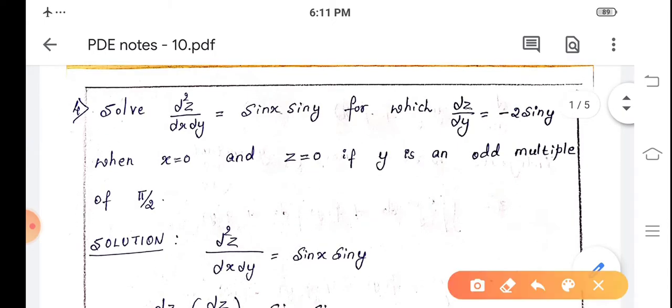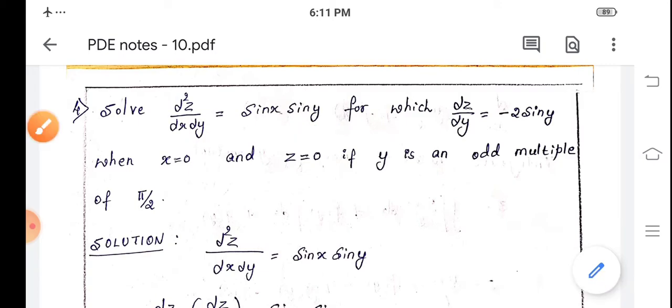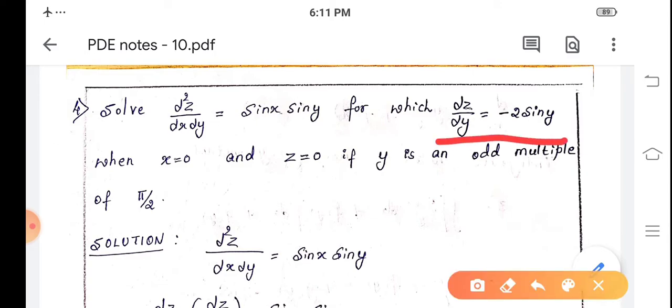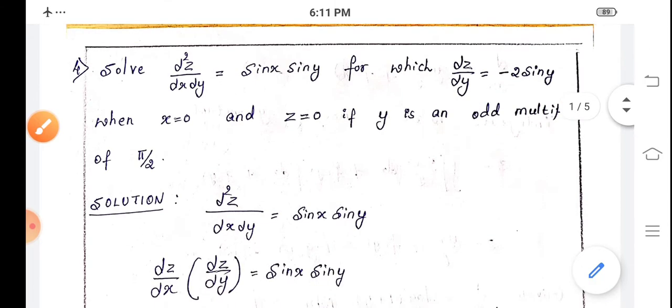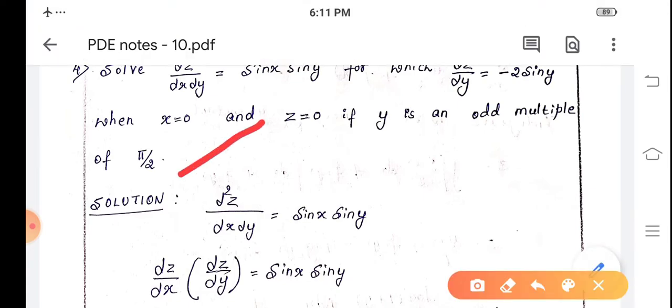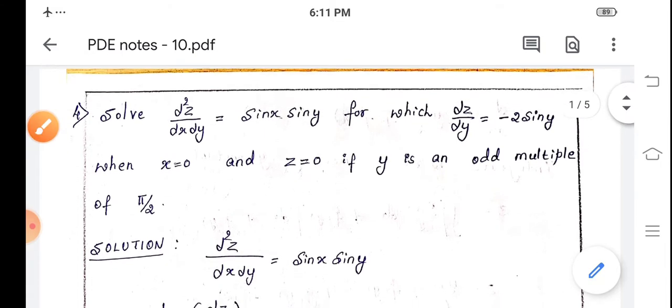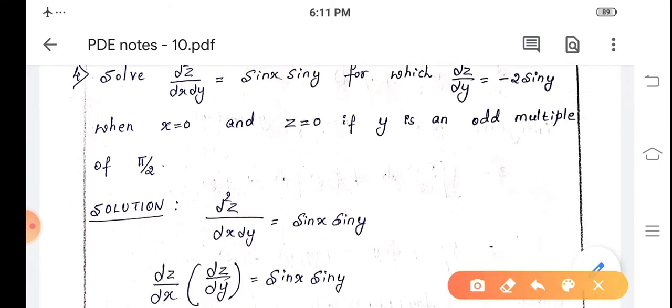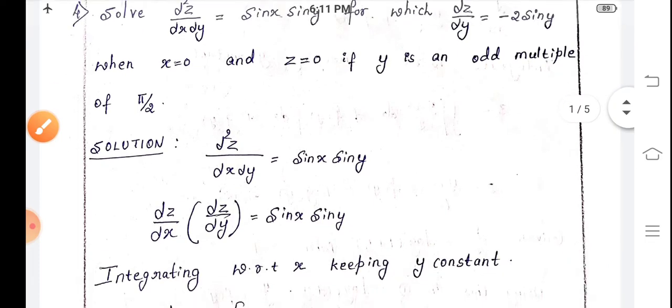Question number 4. Solve ∂²z/∂x∂y = sin x sin y, for which ∂z/∂y = -2 sin y when x = 0, and z = 0 if y is an odd multiple of π/2. So this is the given problem. Here, the partial differential equation is ∂²z/∂x∂y = sin x sin y.